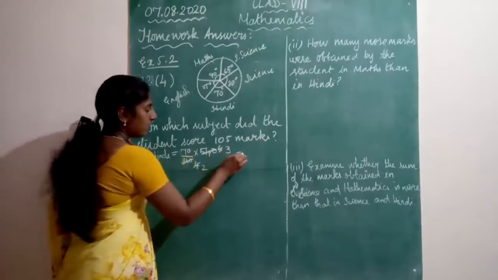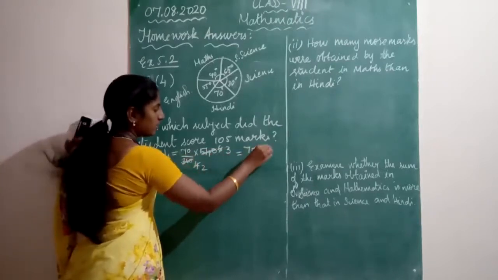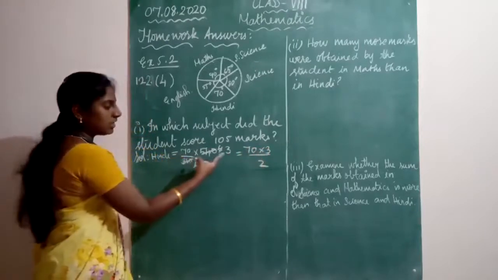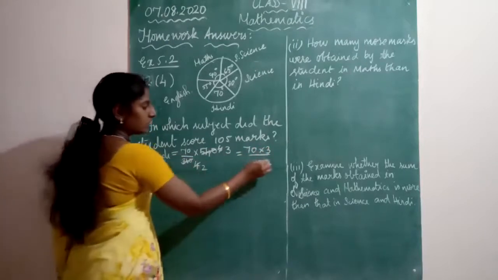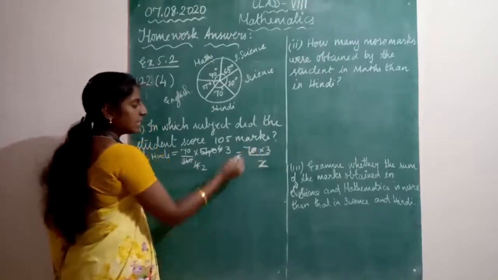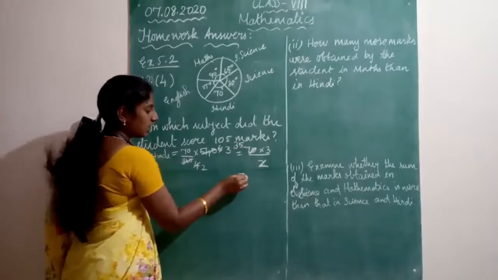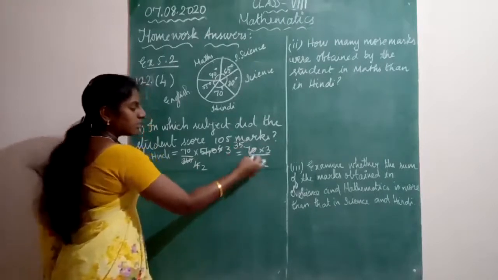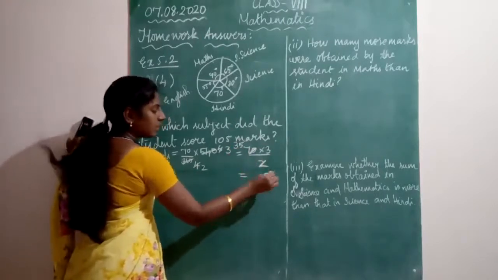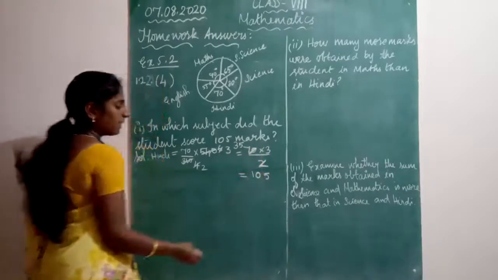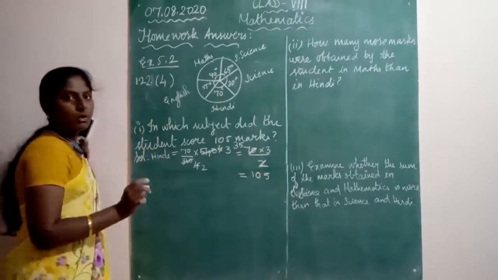So here you have 70 into 3 divided by 2. Can you see only 70 is left out here, and here 3 and here 2. Okay, so 2 and 70 will get cancelled, and this is 35. Okay, so what is the mark here? 35 3s are 5 3s are 15, and 3 3s are 9 plus 1 is 10. So in Hindi only he has scored 105.